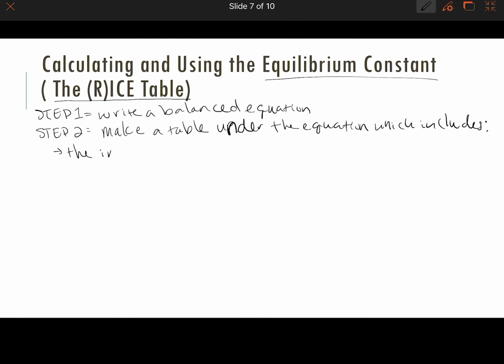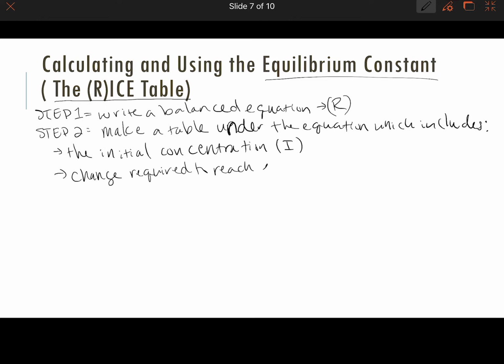So we have our initial concentration. Oh, sorry, real quick. This balanced equation, this is our R. Then we have our initial concentration, so what we start out with before we try and get to equilibrium, this is our I. Change required to reach equilibrium, this would be our change, or C. And then our equilibrium concentrations, which is our E. Okay, RICE.